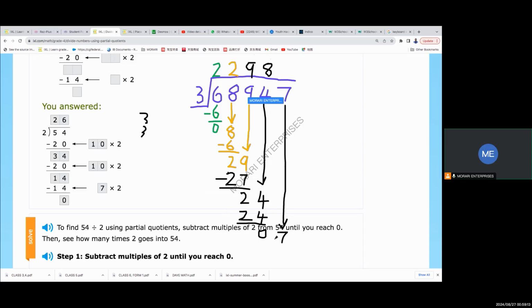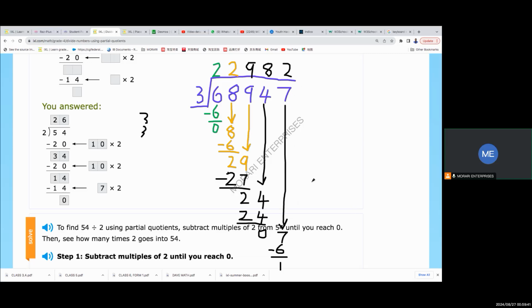How many threes are in 7? Again, we count in threes. 1 three is 3, 2 threes is 6. Okay, so we get 6. And then we know that's 2 threes. We put it above there. Our answer is 2 threes over there, and our answer is 6. 7 minus 6 is 1. So that's your ultimate remainder. There's nothing to drop down.